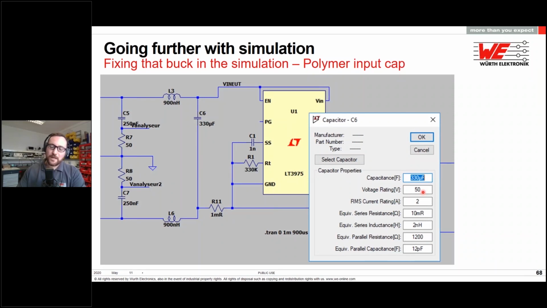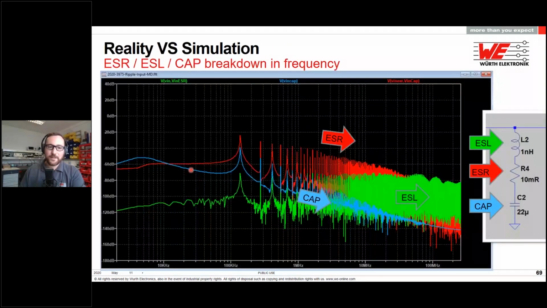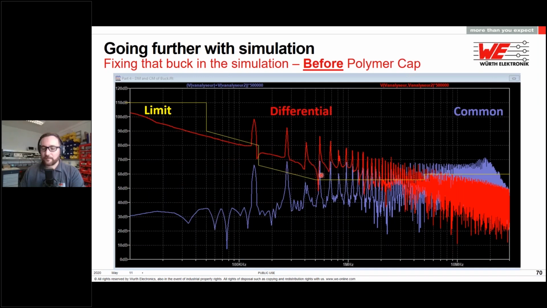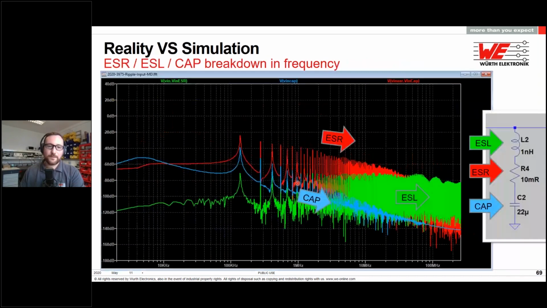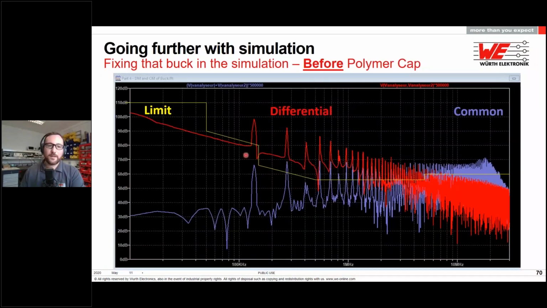So let's have a look at the parasitics here, and we see that the ESR is generating a lot of contribution, and the ESL is also generating a lot of contribution at high frequency. So here, what we want to do is to reduce the differential mode interference.